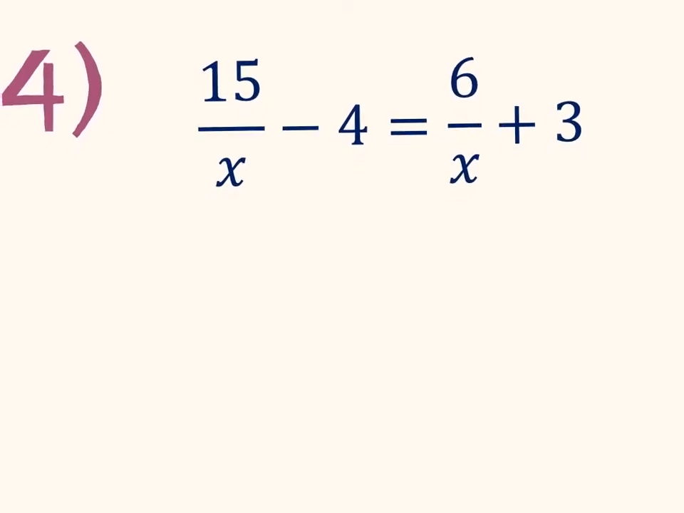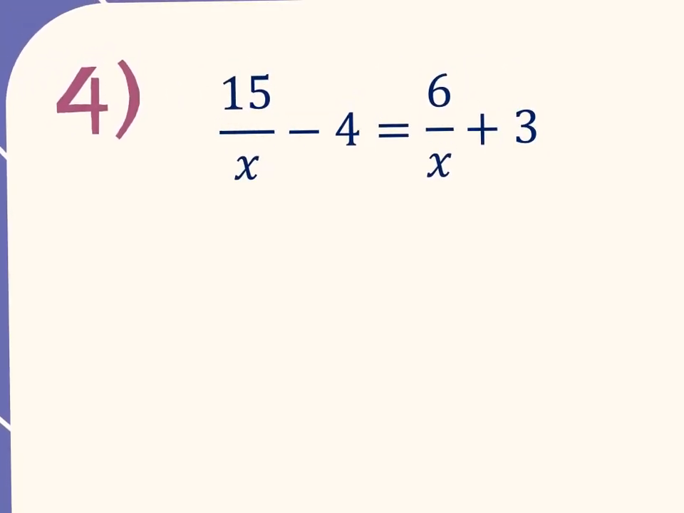Here's my first problem where I need to check. Now, the only thing that would make these denominators 0 is if x equals 0. So if when I solve this I get x equals 0, then I throw that out, okay? So again, I'm going to go ahead and rewrite it.